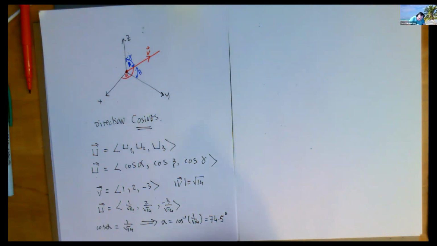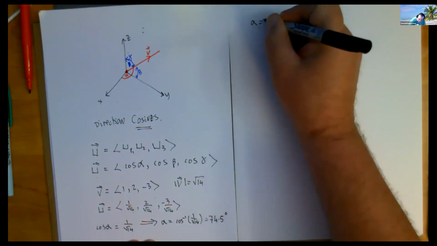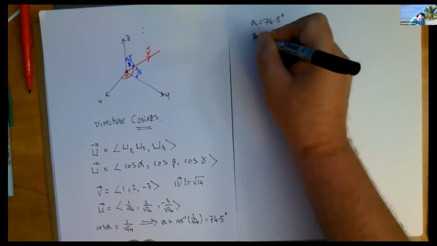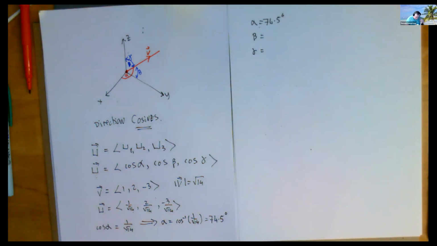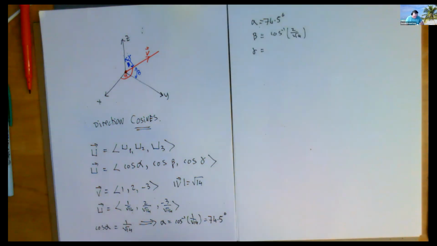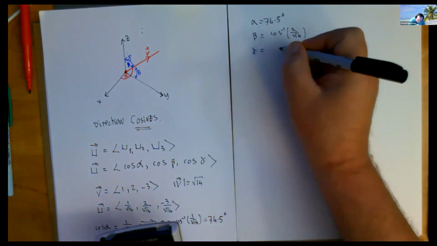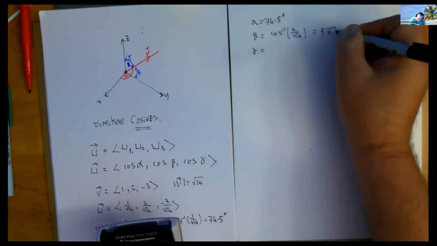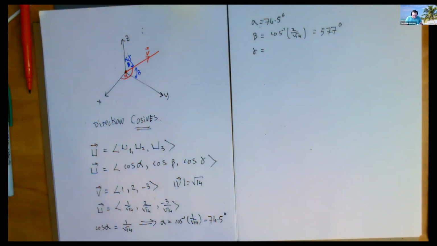Now, alpha is 74.5 degrees, and I go and find beta and gamma quickly. The inverse cosine of 2 divided by the square root of 14 is roughly 57.7 degrees.